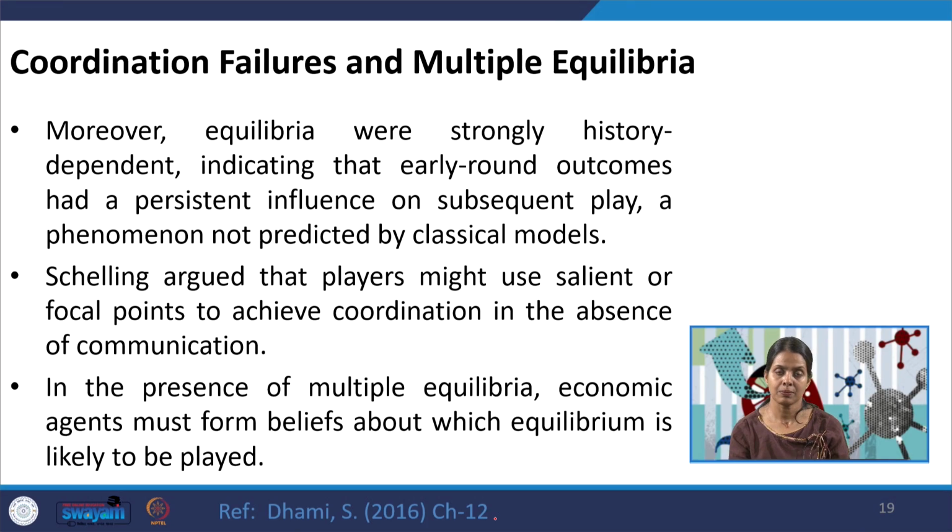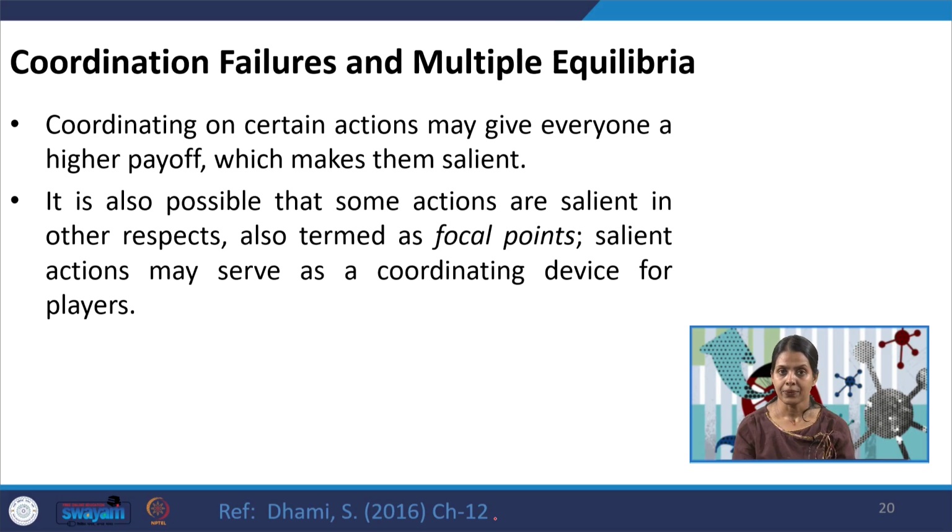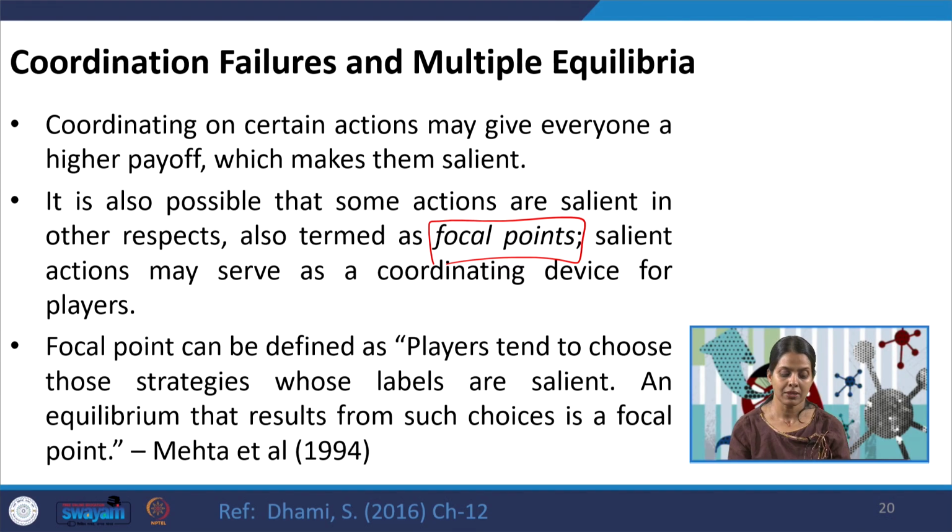In the presence of multiple equilibria, economic agents must form beliefs about which equilibrium is likely to be played. Coordinating on certain actions may give everyone a higher payoff, which makes them salient. It is also possible that some actions are salient in other respects, also termed as focal points. Salient actions may serve as a coordinating device for players. A focal point can be defined as: players tend to choose those strategies whose labels are salient. An equilibrium that results from such choices is a focal point. The definition is given by Mehta et al.